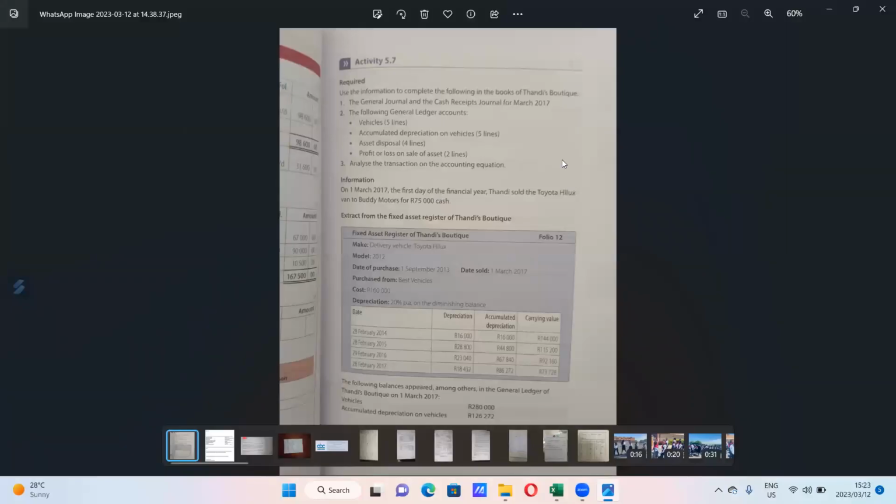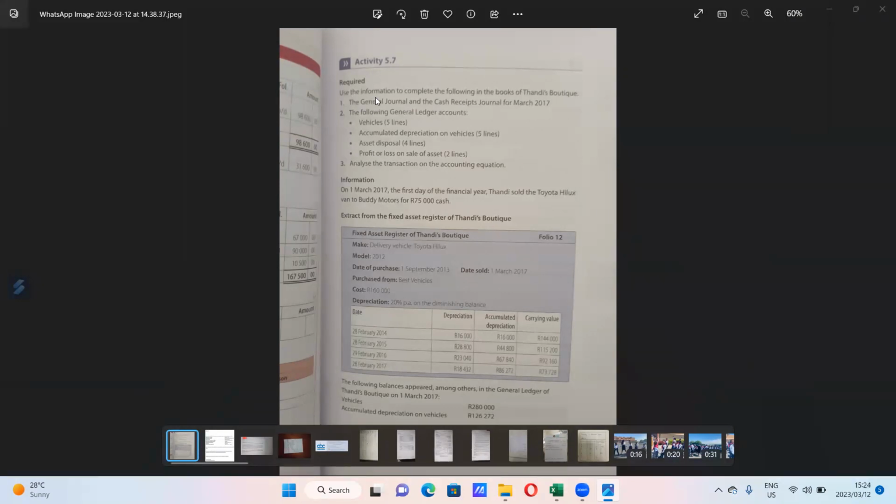I'm going to share my screen. Okay, so this is the activity. All right, so I'm going to do this in two parts. I'm going to change a few things for the purposes of learning. So let's read through it.